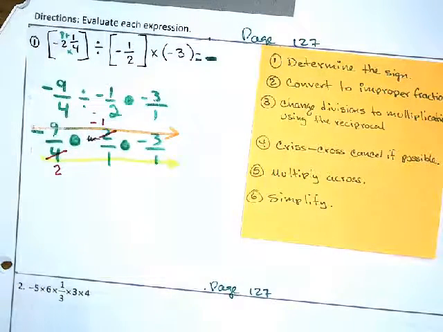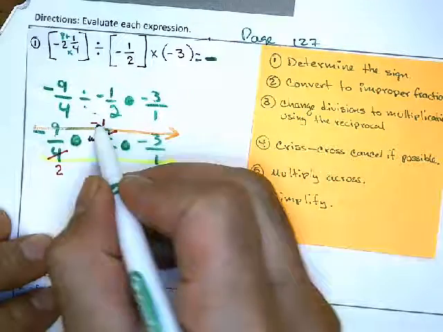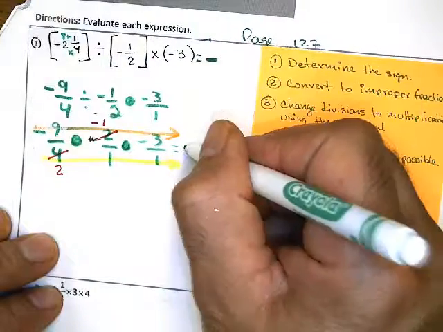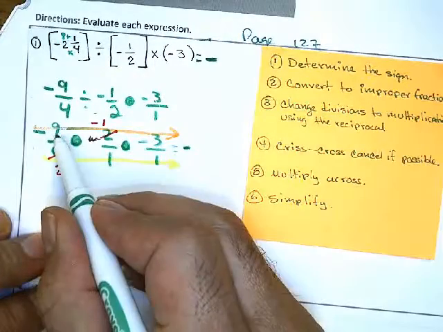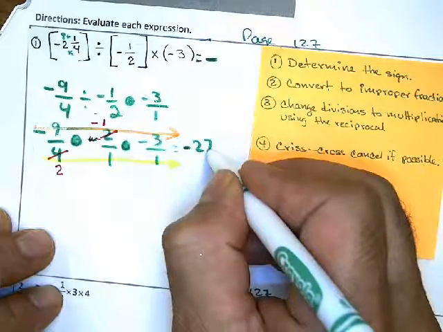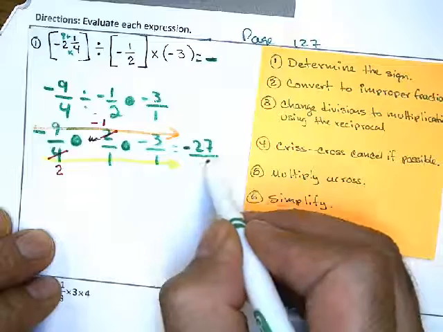All right, so now I'm going to keep on multiplying my numbers. A negative times a negative is a positive, times a negative is negative. And I already knew my answer is going to be negative, but I'm just going to do it this way. 9 times 1 is 9, times 3 is negative 27, over 2 times 1 is 2, times 1 is 2.